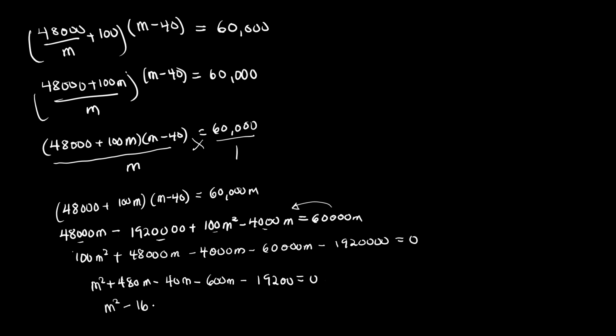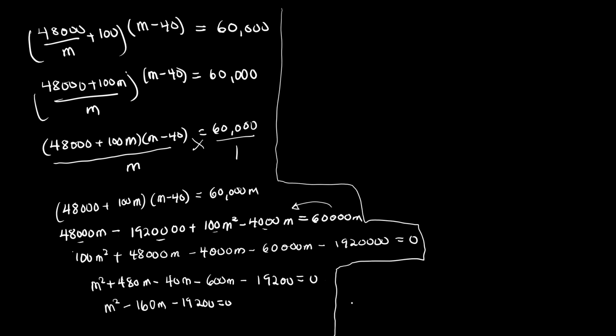So negative 160 m, and then minus 192,000 is equal to 0. From here, I can just get some space for myself. If you are following along critically, you can get it right. After expanding, it will give me m squared minus 240 m plus 80 m minus 192,000, which gives me 0.